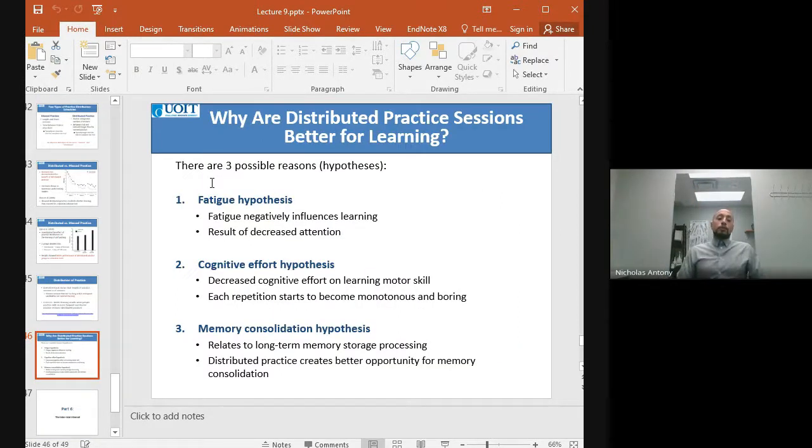So here are the reasons why, and we've all sort of discussed them. Can you think of anything else? Why are distributed practice sessions more effective than massed? We talked about this idea of fatigue. As you're doing it for a massed amount of time, you stop paying attention, you're bored. You're not cognitively paying attention to what you're doing. Therefore, you're not learning as much, right? It will lead to less cognitive effort.